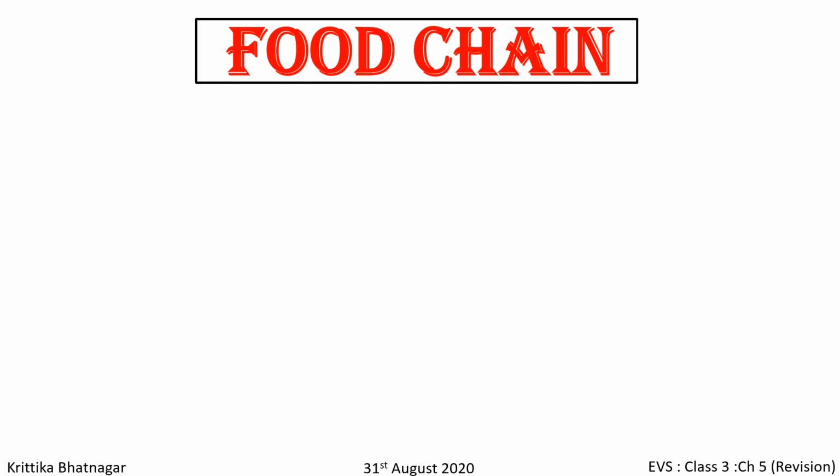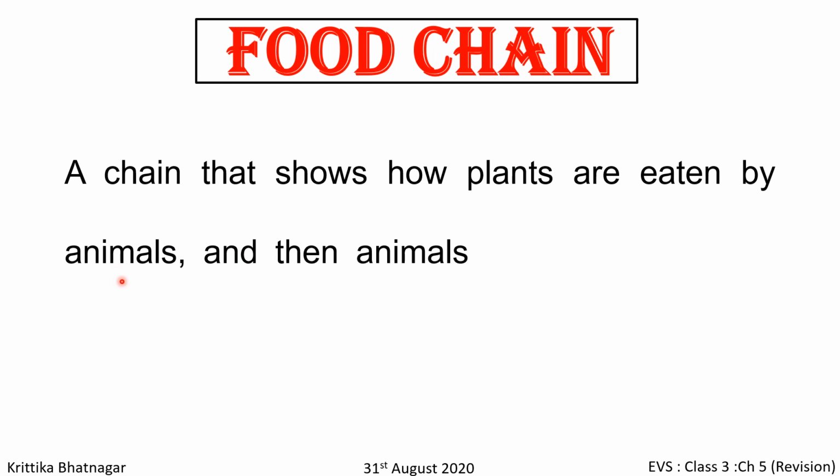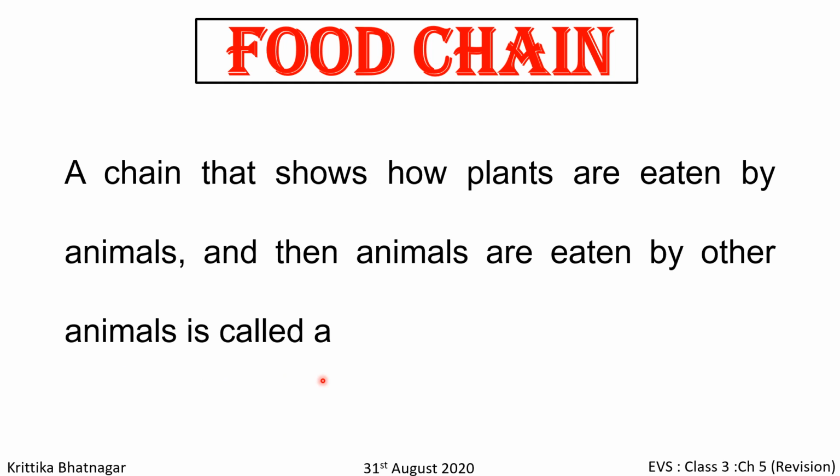So now let's revise what is food chain. A chain that shows how plants are eaten by animals and then animals are eaten by other animals is called a food chain. Let's take an example and understand.